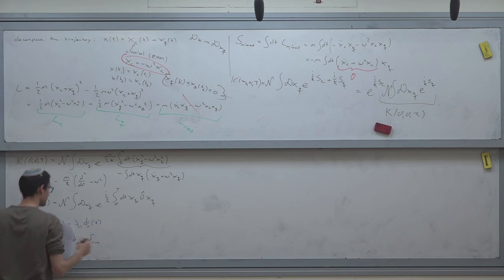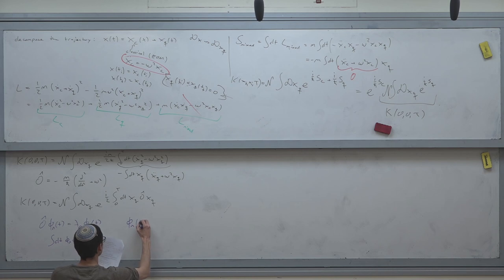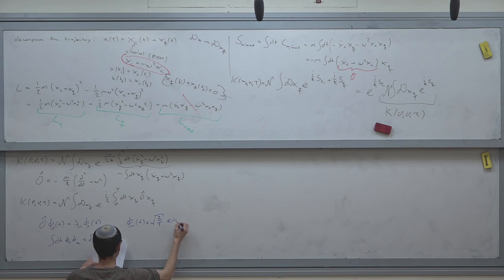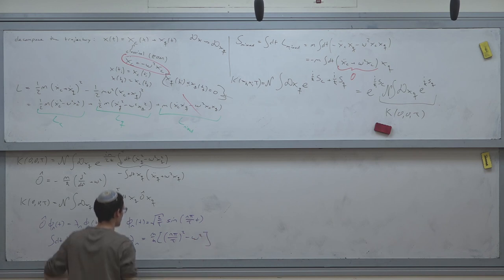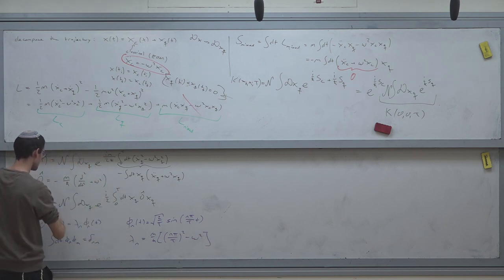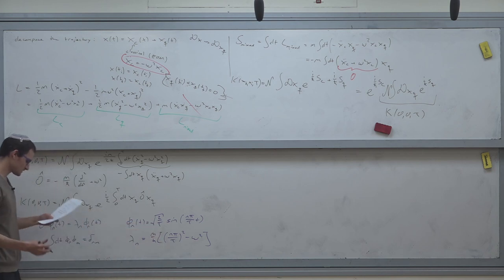It is quite easy to figure out that these phi n of t are square root of 2 over T times sine of n pi over capital T times t. If this reminds you of an infinite potential well, then, well, it should. But the eigenvalues, lambda n, are m over 2 times n pi over T squared minus omega squared. If you don't believe me, plug this in, do this operation, you'll see it works.